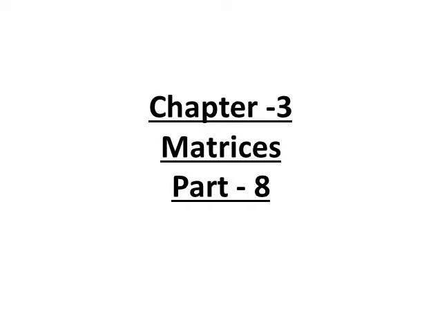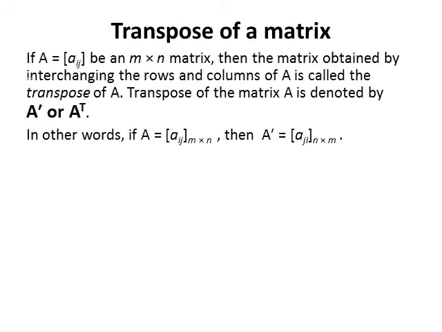Hello students, in this e-lecture we shall study an important operation on matrices, that is transpose of a matrix. If A is a matrix of order m by n, then the matrix obtained by interchanging the rows and columns of A is called the transpose of A. Transpose of the matrix A is denoted by the symbols as written here.